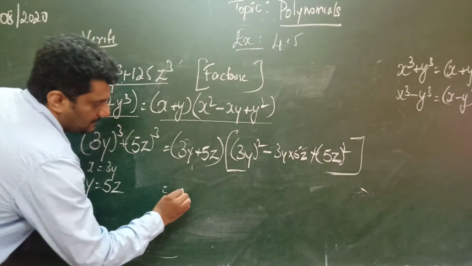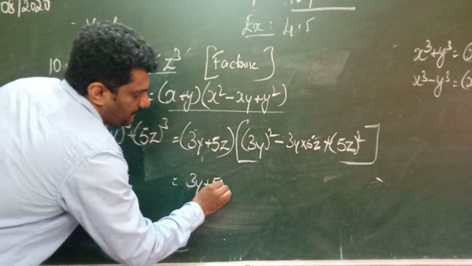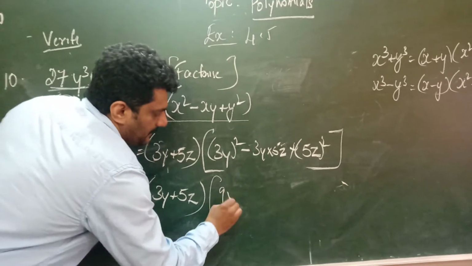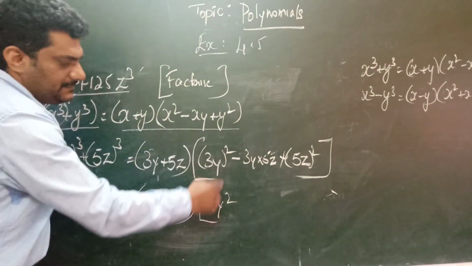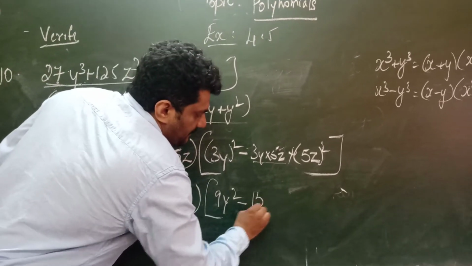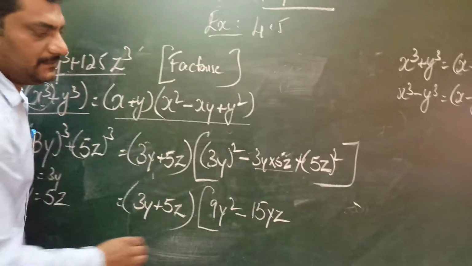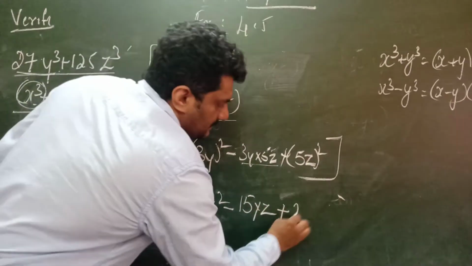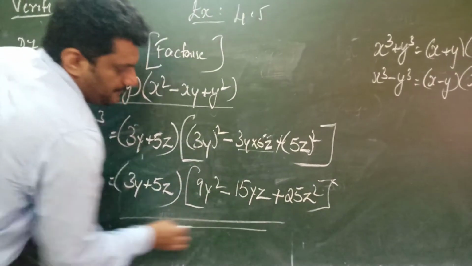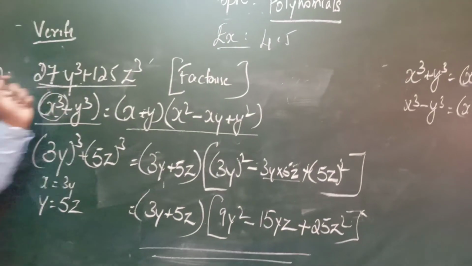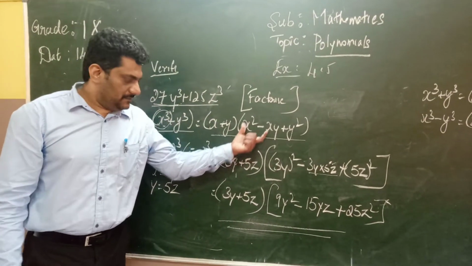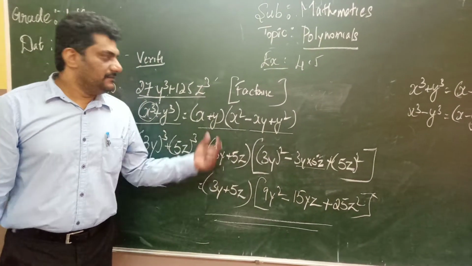This as it is, 3y plus 5z. And this one, 9y square, because 3y whole square is 9y square, minus, multiply these two, you get 15yz, plus this is 25z square. This is how you factorize. So whenever they tell you to factorize, it is nothing but whatever you have in the expansion, just write it as it is. Okay? Just copy this.